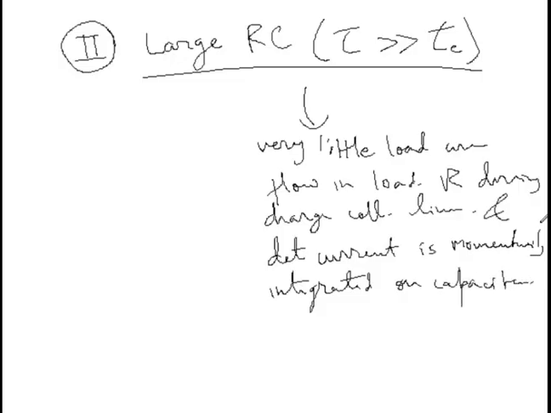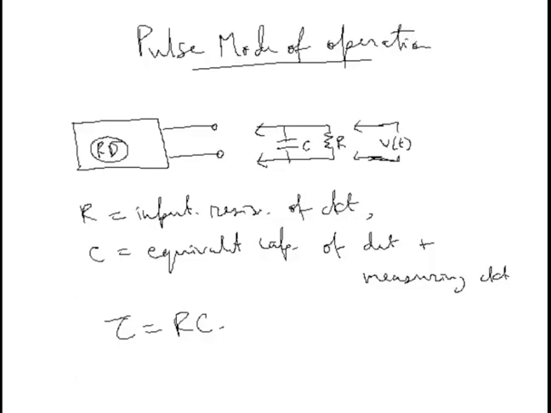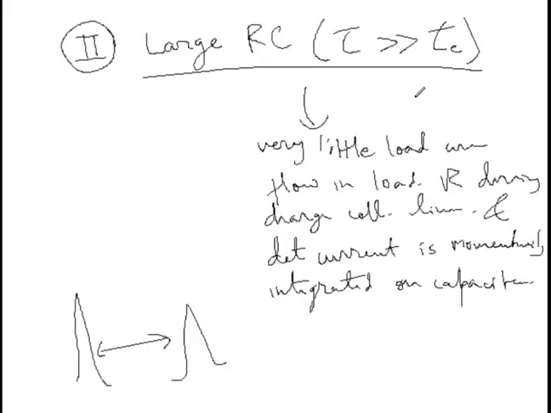Now, if we assume that the time between the pulses is sufficiently large, then the capacitance will discharge through the resistance, returning the voltage across the load resistance to 0. So, in this case, how does the signal voltage look like?